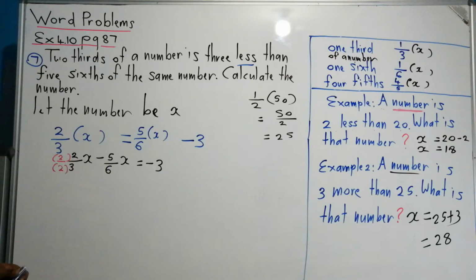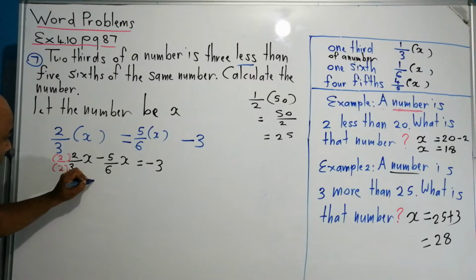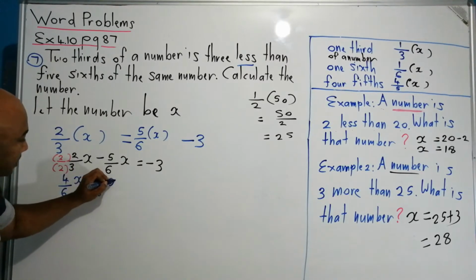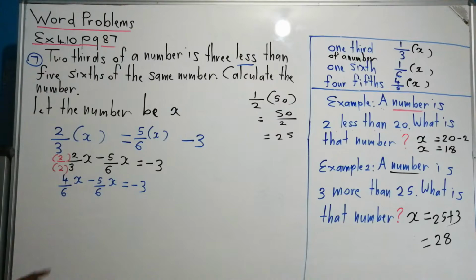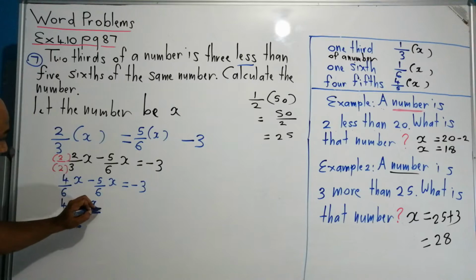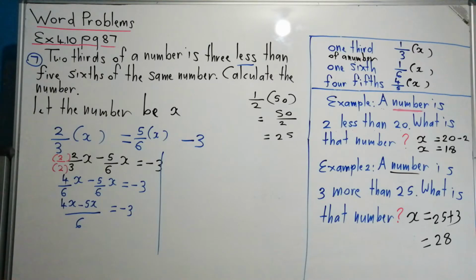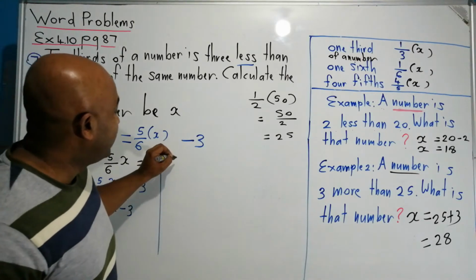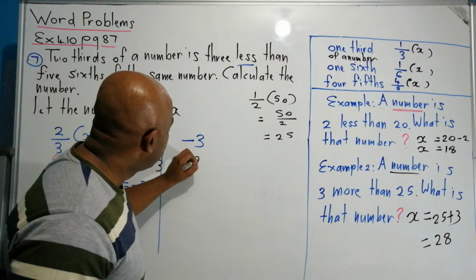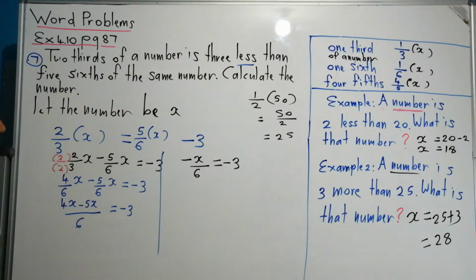So now what do I have here? I have 2 times 2, which is 4/6x minus 5/6x is equal to minus 3. My denominator is common, so I can write it down once only. There's my denominator once only there. And then I got 4x minus 5x is equal to minus 3. So now 4x minus 5x, that's minus 1x/6 is equal to minus 3.